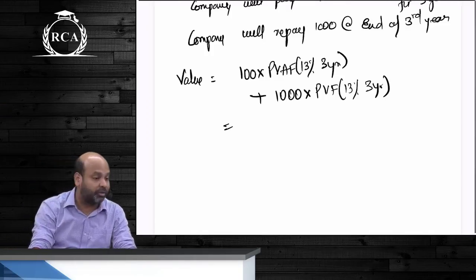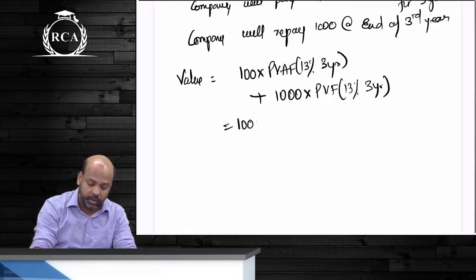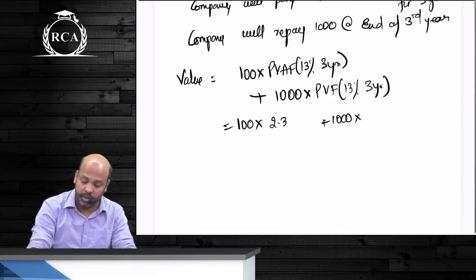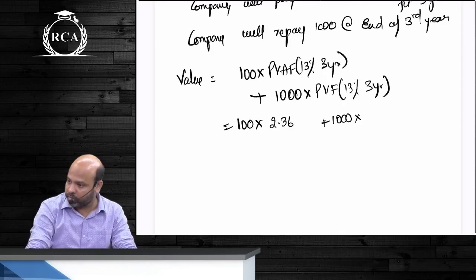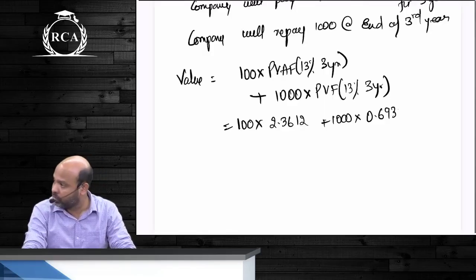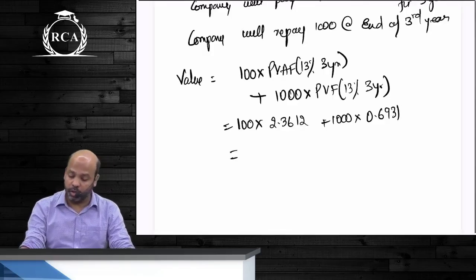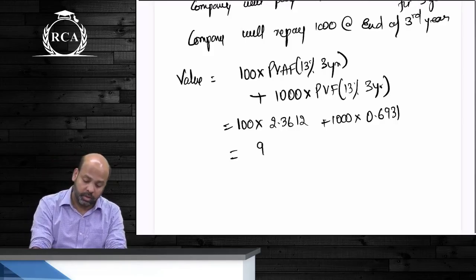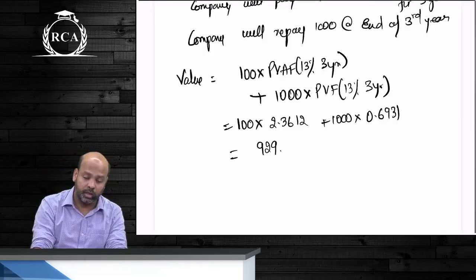So how much is the annuity factor at 13% for 3 years? Also tell me the present value factor. 2.361112. And this one, beta, is the present value factor for the third year, 0.693031. The total of these two, beta, will become the present value of the entire bond. How much is that? 929.